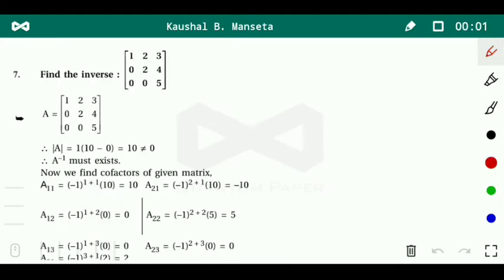Next question number 7. Find the inverse of the matrix 1, 2, 3, 0, 2, 4, 0, 0, 5. Here the given matrix is in 3 by 3 form. So same thing we have to follow.